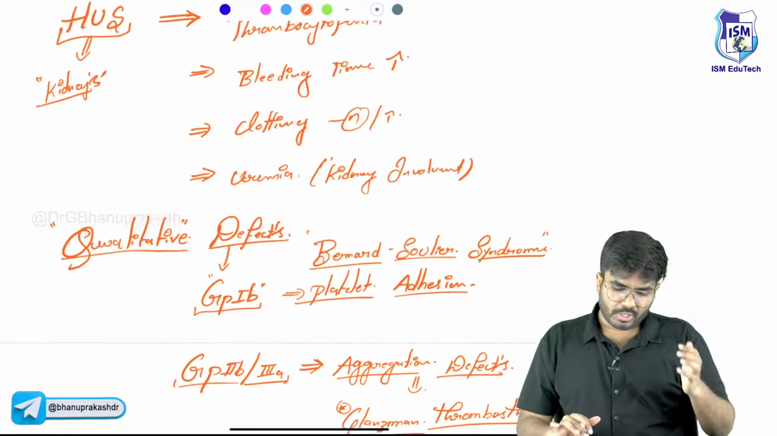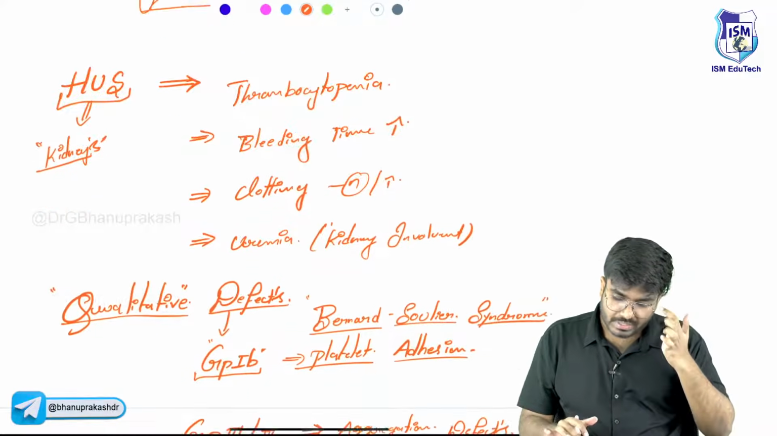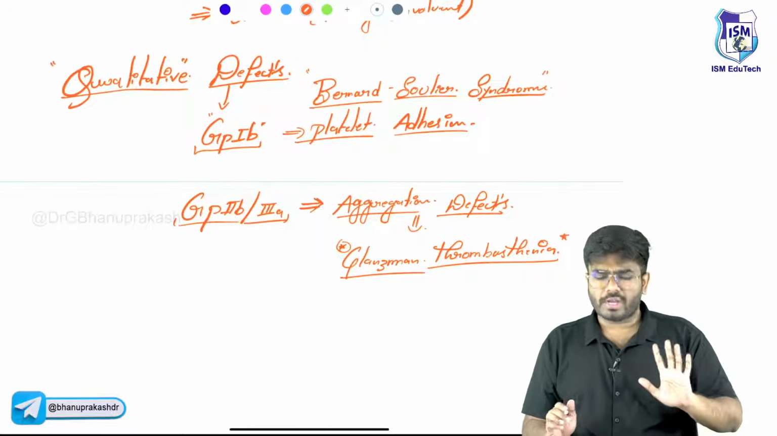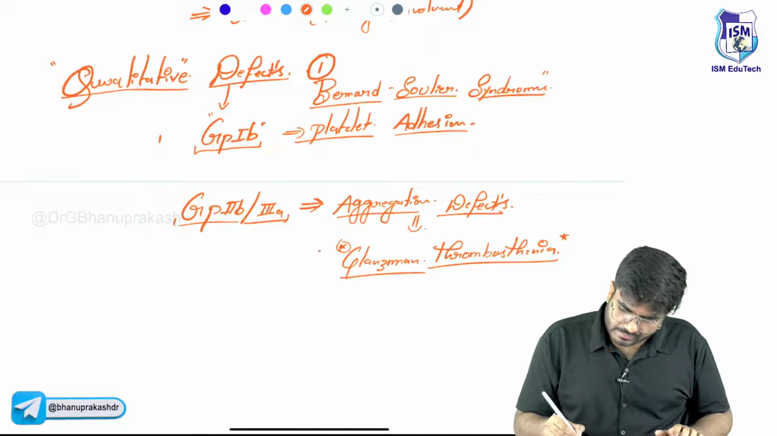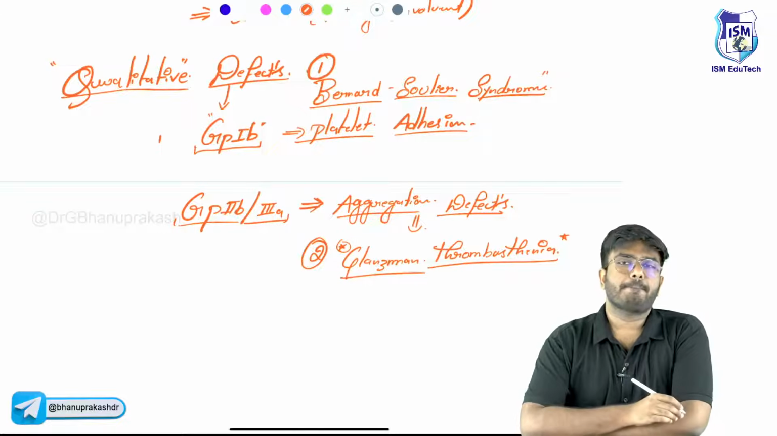So these are the important things which I want you to know. The simple qualitative problems include two. One is Bernard-Soulier syndrome. Second one, Glanzmann's thrombasthenia.